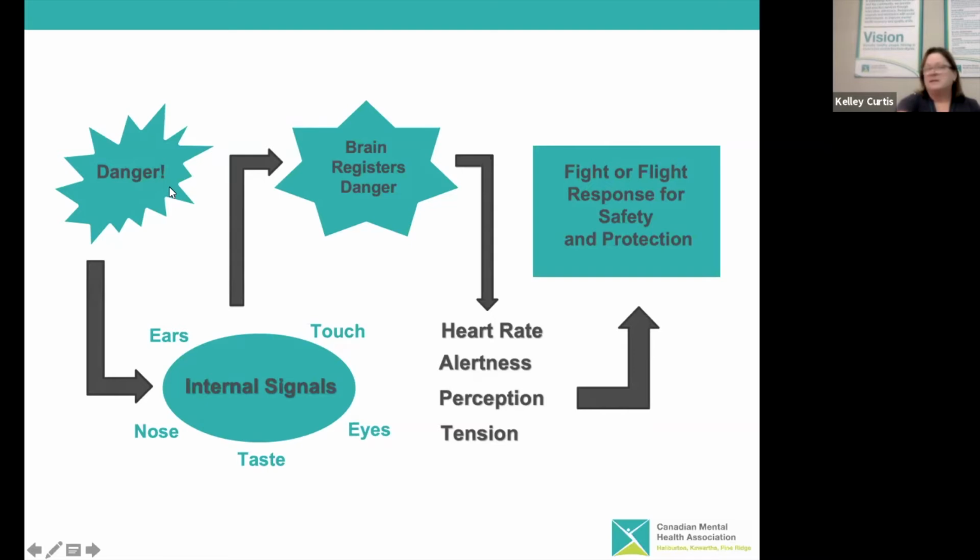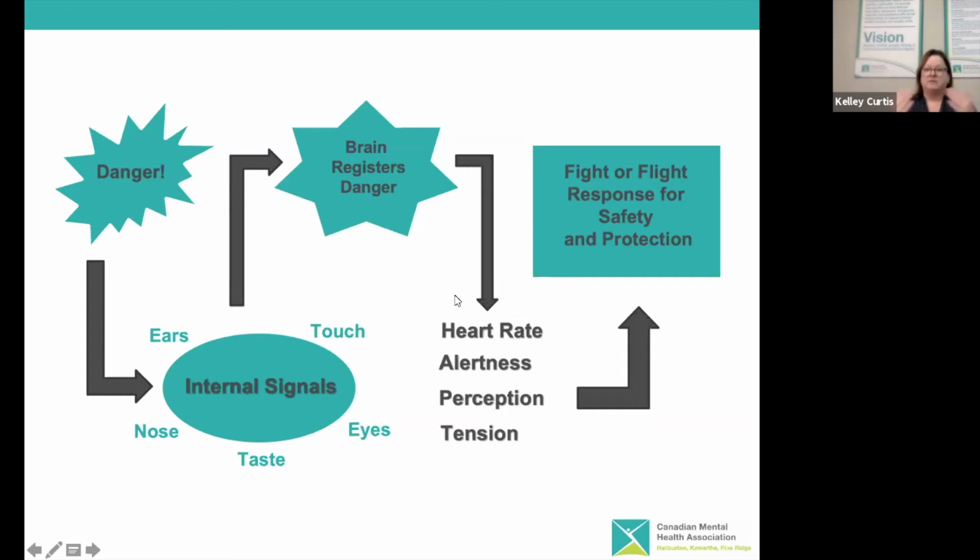So if I'm walking down the street and I see that bear, one of the first things that's going to happen, all of those internal signals, your ears, your touch, your nose, your taste, your eyes, allow your brain to very quickly register that there's a dangerous situation, right? When our brain registers that danger, usually in about the first 30 milliseconds, it's going to shoot some of those hormones into our body. And you'll notice a physiological effect here.